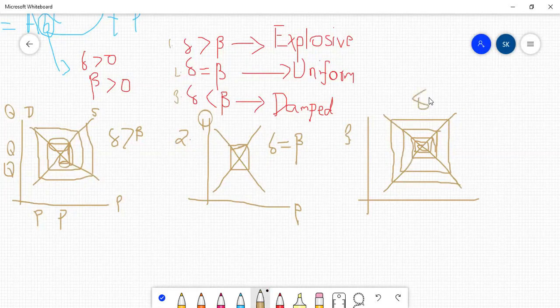Therefore, here the value of sigma is less than the value of beta. Again, on the horizontal axis, we have different values of P, and on the vertical axis, we have different values of Q. The same is the case for figure 2, and the same is the case for figures 3 and 1 as well. So these are the three types of cobweb models and phenomena.